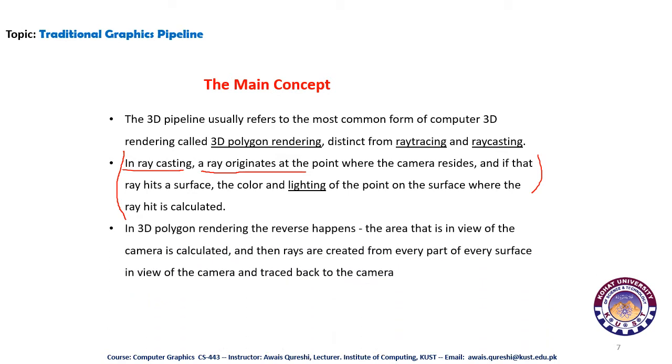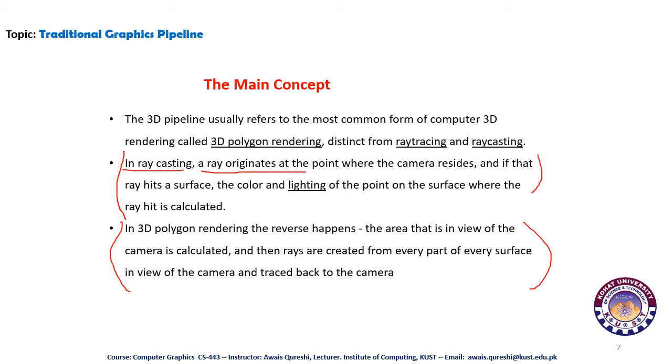In 3D polygon rendering, the reverse happens. The area that is in the view of the camera is calculated, and then the rays are created from every part of every surface in view of the camera and traced back to the camera. So in that case, these two processes are opposite to each other.